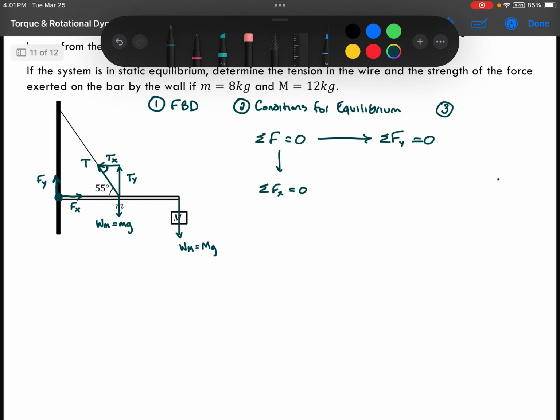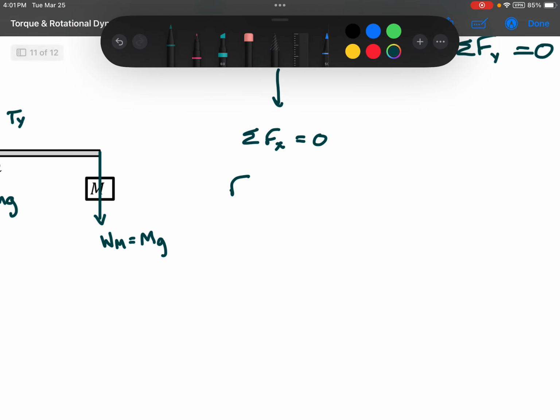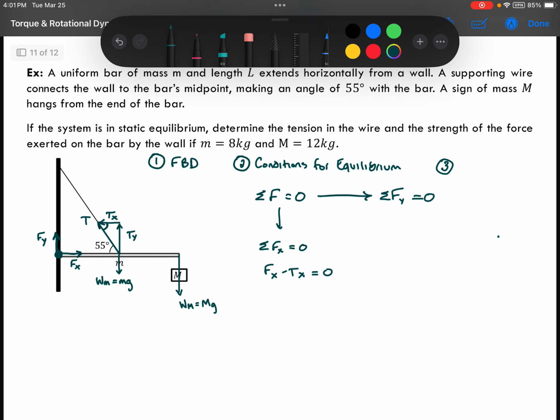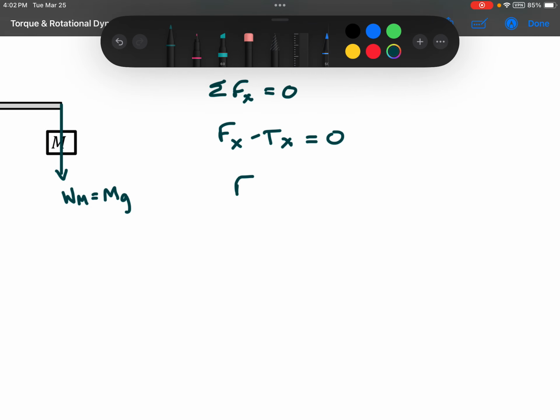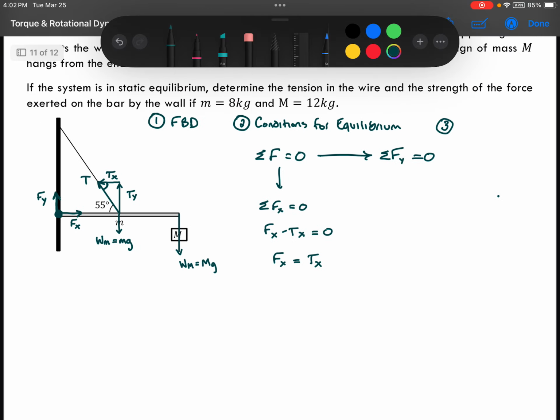We can go ahead and write a little more into this. Let's look at all the forces in the x direction. We have Fx and we have Tx. Let's call right positive. So Fx minus Tx has to equal 0. So that's kind of the first equation we get. I'm just going to make that look nicer. Fx minus Tx equals 0. And we could do a little rearranging. That means that the magnitude Fx has to equal the magnitude Tx. So if we know one, we know the other.